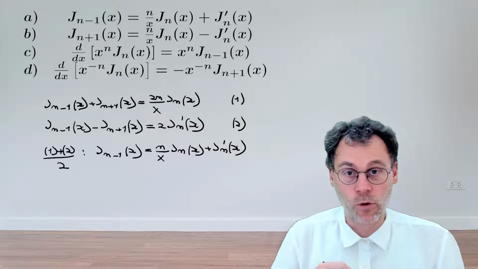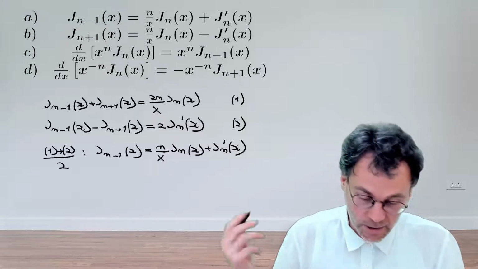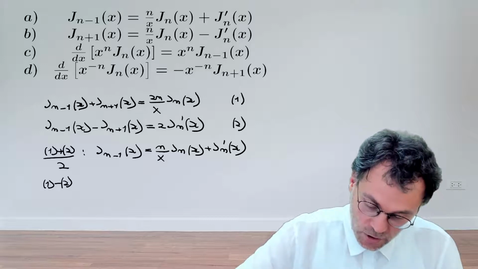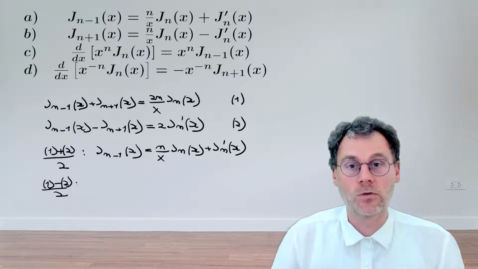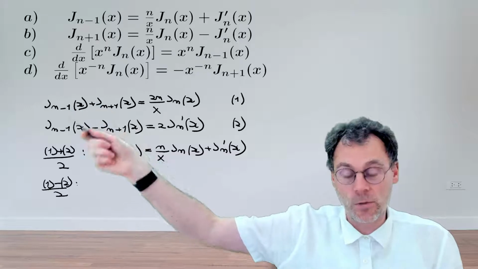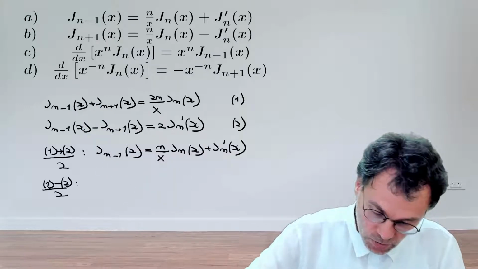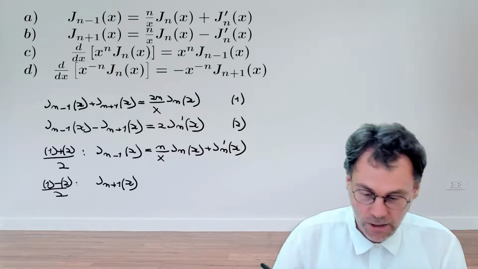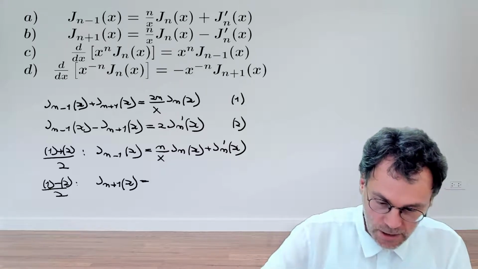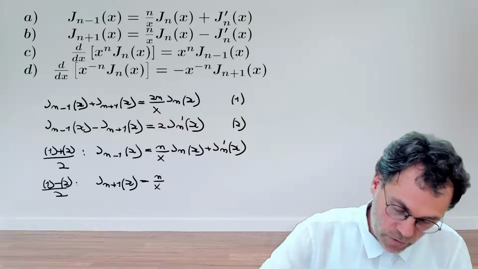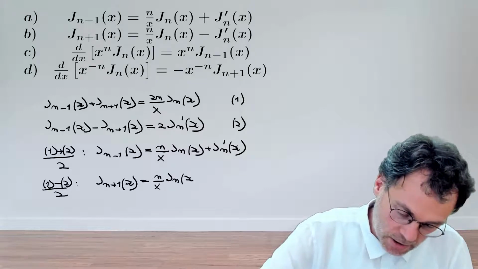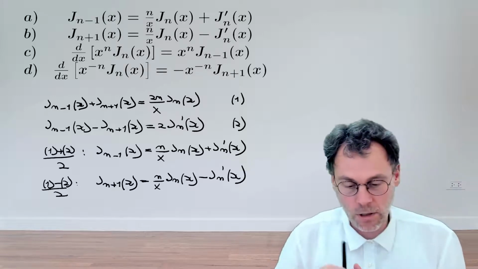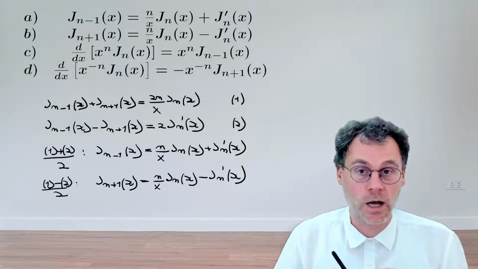And that also points the way towards solving the second task. Namely, this time we're going to subtract these two equations and divide by 2. Because then the first term will drop out, and then we can just write that J_{n+1}(x) is equal to n over x J_n(x), and then we have a minus sign here. Good. So these were all just one-liners.